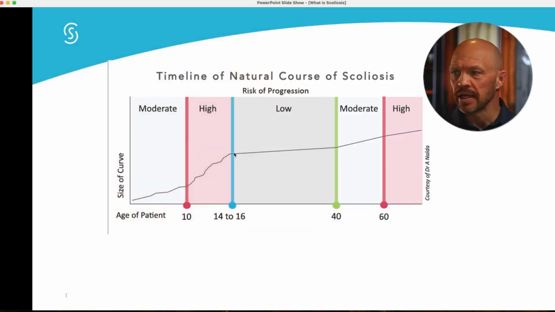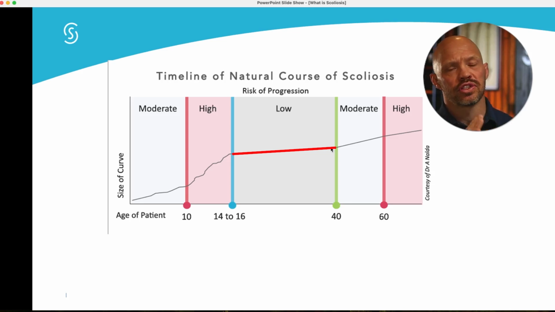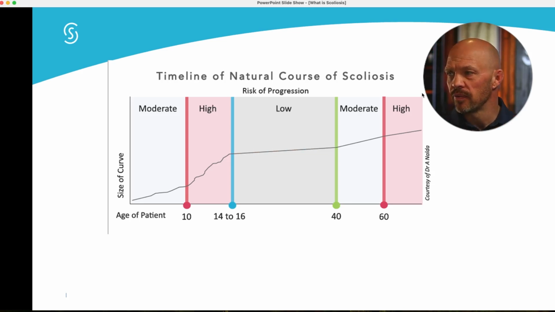And then once we get to about 18, the rate of growth is pretty slow until around 40, when the rate actually starts to pick up and increase. And then later on, especially in women right around menopause, that's when curve progression accelerates. That's also when degenerative de novo scoliosis typically starts. And then later in life, it just gets faster and faster.